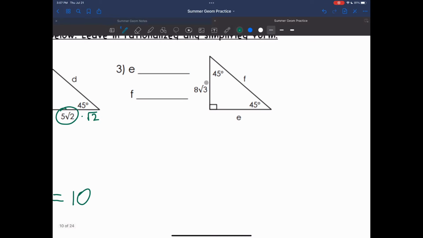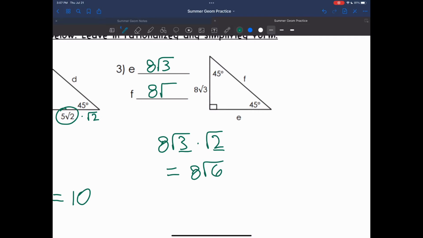Okay, we have another leg, which means we know this leg is the same thing. So 8 square root 3. And then we know we need to take it and multiply by square root 2 to get our hypotenuse. So I'm going to pull this out to the side and go times square root 2, which we can multiply together. This would give us 8 square root of 3 times 2, which is 6. And that's not a perfect square, so you can't simplify it any further. So this just stays as 8 square root 6.